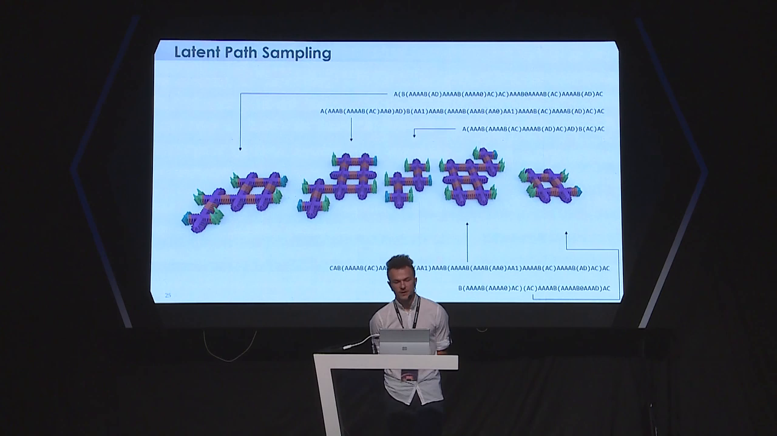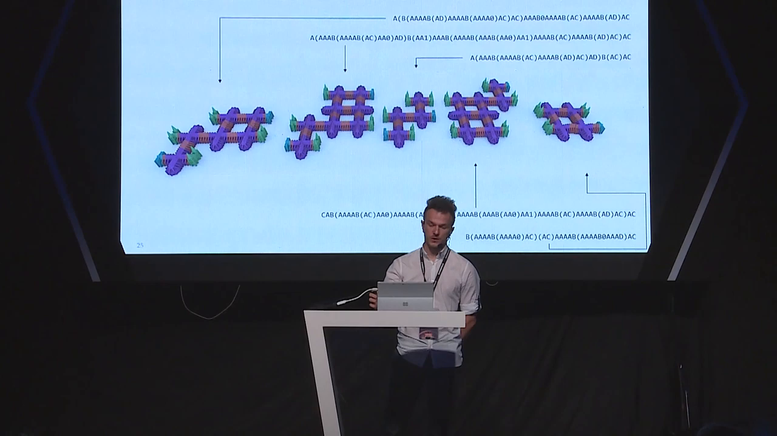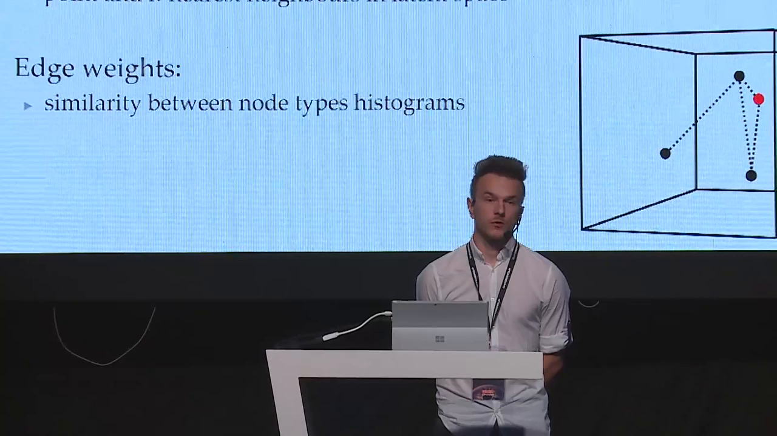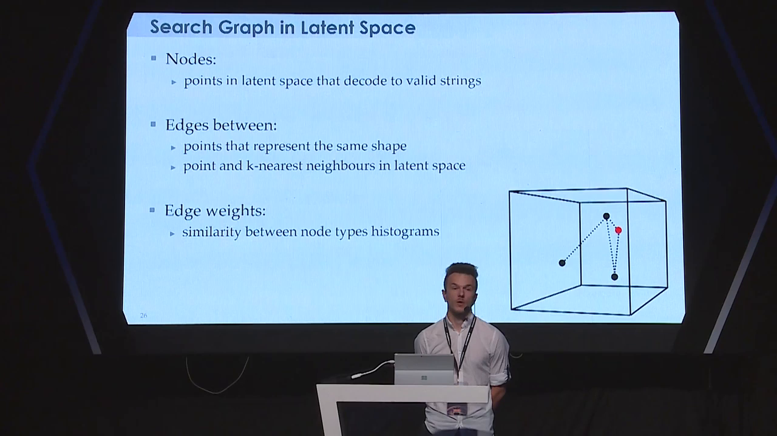So if you have the first and last shape, maybe this is not the result that you would expect. This is how the network would structure its latent space in order to learn to decode points to strings. So a more elaborate way of performing the same operation is to add a similarity metric in addition to the Euclidean distance in latent space. And we use this similarity metric to guide discovery of similar examples.